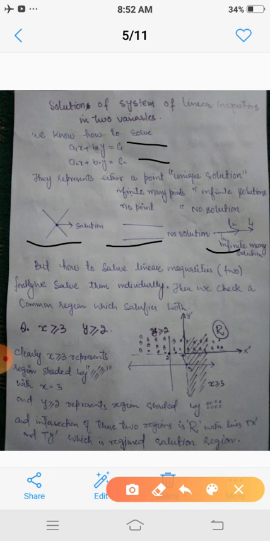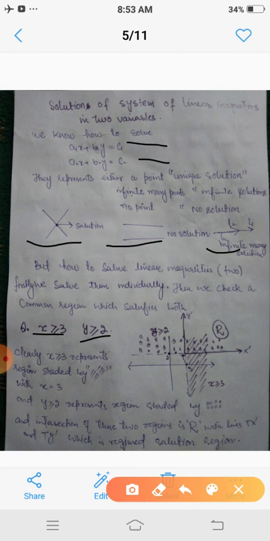Now we will solve this system of linear inequations in two variables graphically. Like if we consider x greater than or equal to 3 and y greater than or equal to 2, this is a system of linear inequations in two variables, because x greater than or equal to 3 can be written as x plus 0y greater than or equal to 3, and y greater than or equal to 2 can be written as 0x plus y greater than or equal to 2. Firstly, we will solve this graphically, x greater than or equal to 3.